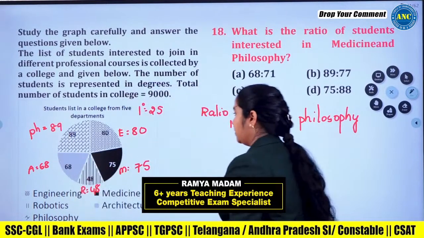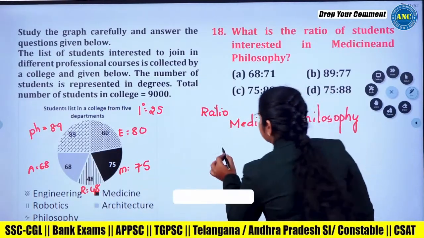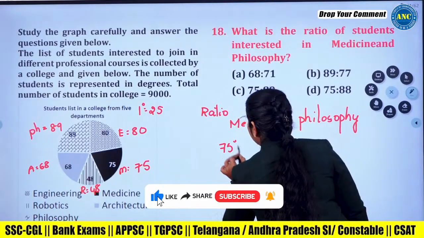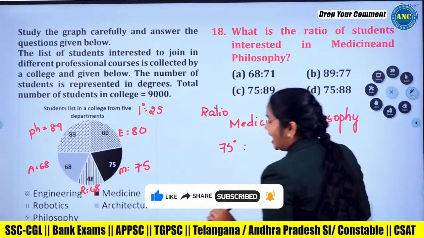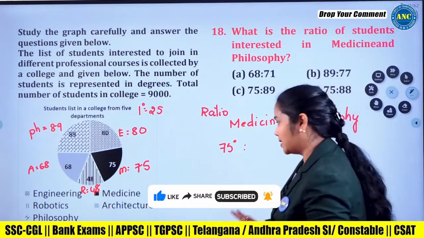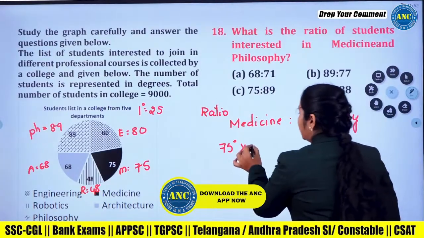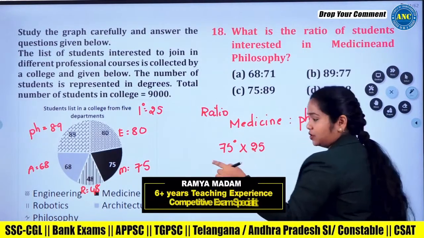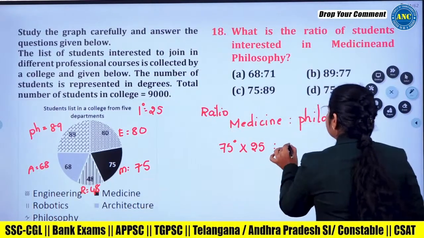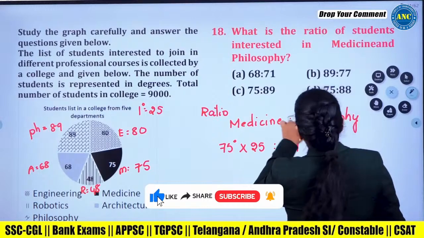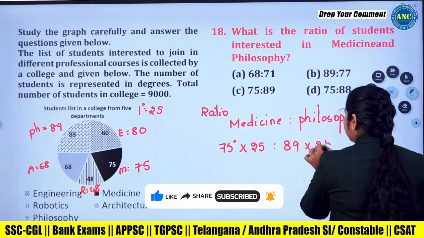89. Okay. Right. So they are asking the ratio of medicine, where is medicine? Medicine is 75 degrees, to philosophy. Okay. I told you, if at all you do not practice, you will do this. 75 degrees, you will multiply with 25. You will convert this into students. Then you will take the ratio. Where is philosophy? Philosophy is 89. Medicine to philosophy, yes, 89 into 25.